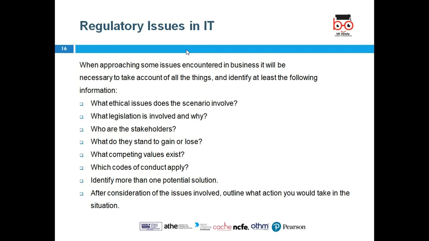Now the question arises: what regulatory issues can happen in IT and how do you need to address them? When approaching issues encountered in a business, it will be necessary to take account of all these things and identify at least the following information. If anything goes wrong ethically, what ethical issue does the scenario involve? What legislation is involved and why? Who are the stakeholders? What do they stand to gain or lose?